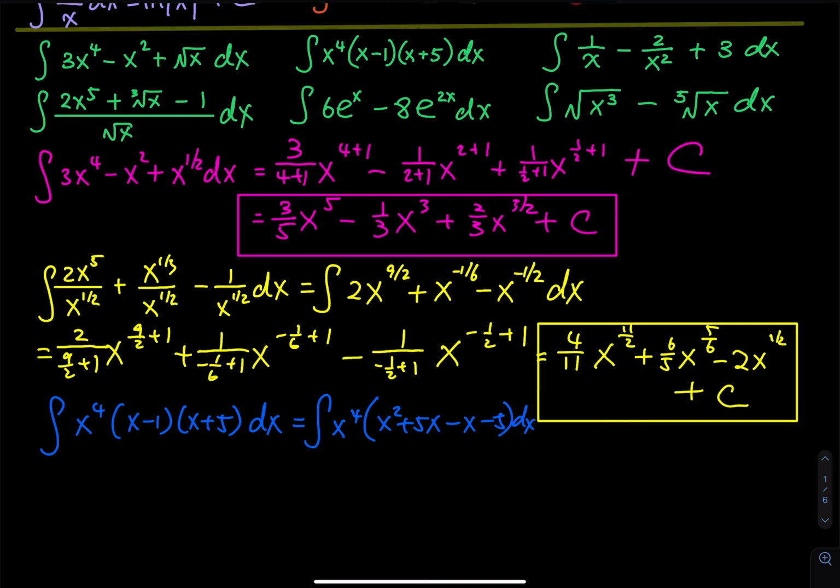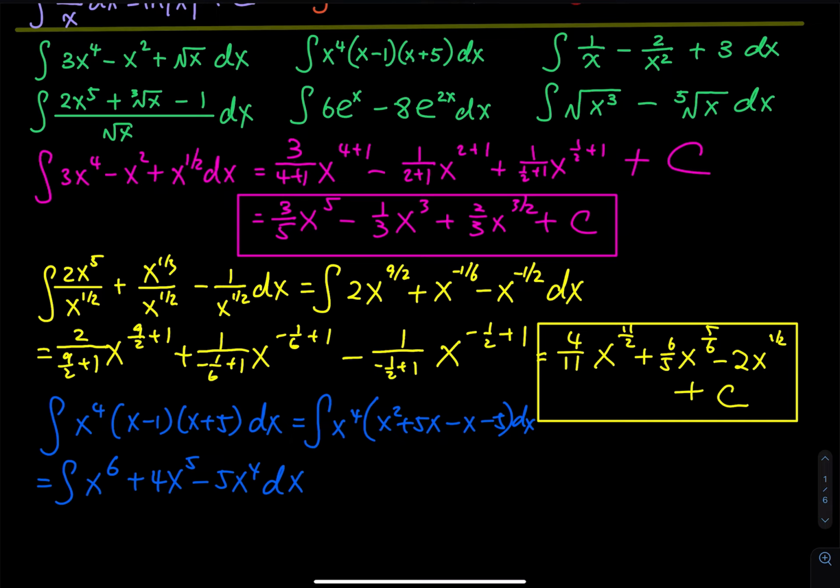And then you can subtract the 5x and the x, and then distribute the x to the 4th. So you have integral x to the 4 plus 2 is 6. And then you have a 4, x to the 4 plus 1 is 5, the 5th power. And then minus 5, x to the 4th dx. So this is just a simple power rule, right?